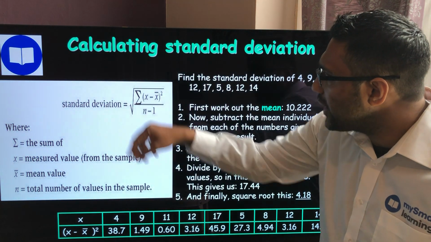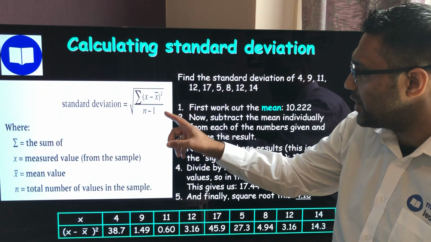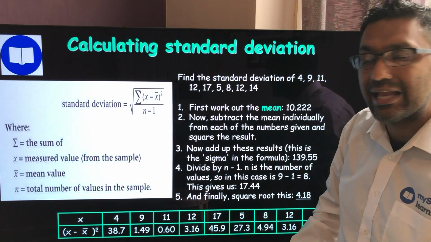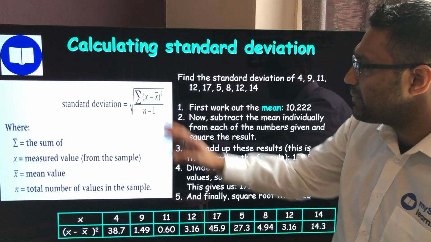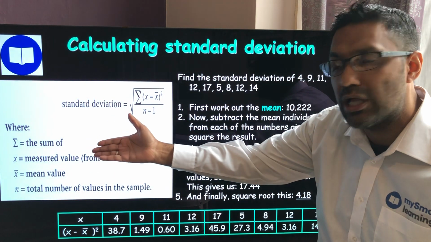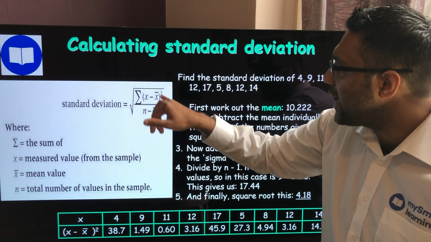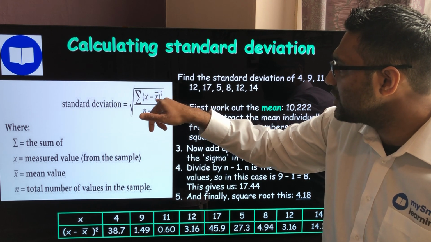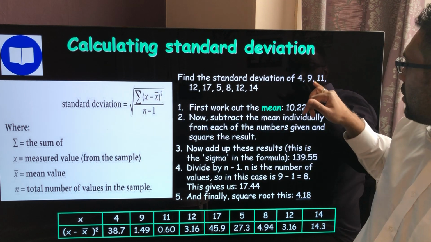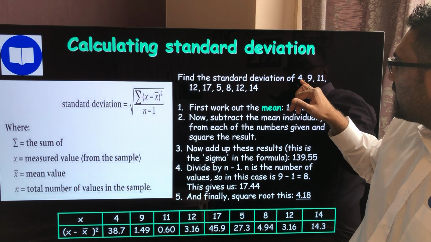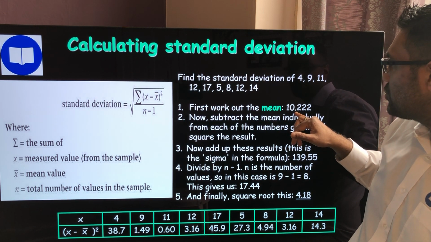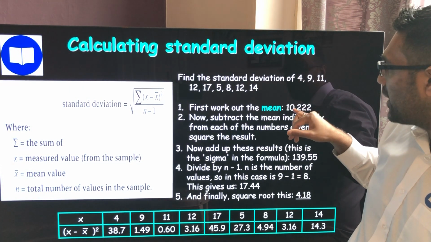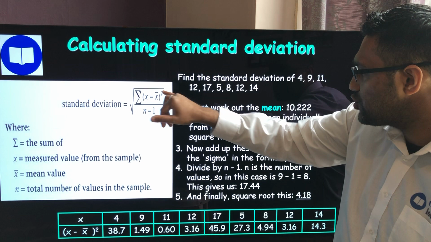Now this little equation is my standard deviation equation. It's the square root of, now this little E shape is what we call sigma. Now it's a Greek letter. All it means is the sum of. It means add them all up. Now I need to get my individual data and I need to take it away from the mean. So I need to go 4 for my individual data, take it away from my mean, which is 10.22. Okay, that's going to give me a negative number. But I don't want negative numbers. So I need to square it. So then you square it.